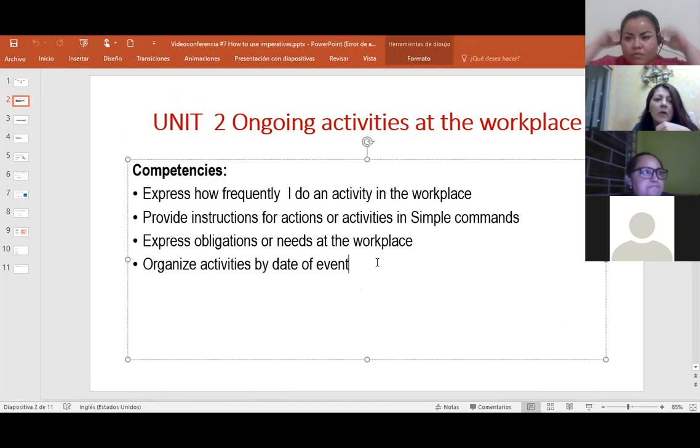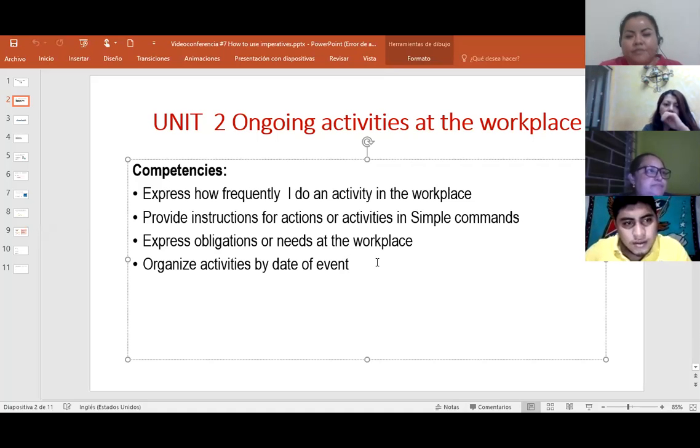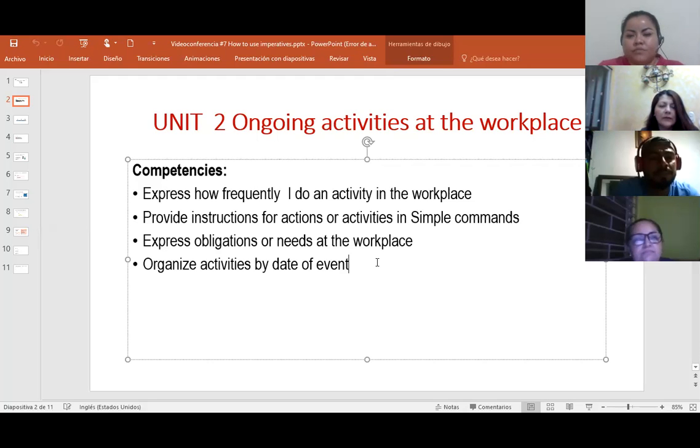Express how frequently I do an activity in the workplace. Nice. Emerson, number 2. Provide instruction for action or activities in simple commands. In simple commands. Very well. And number 3, Alexis. Express obligation or needs at the workplace. Very good. Needs, necesidades, needs at the workplace.